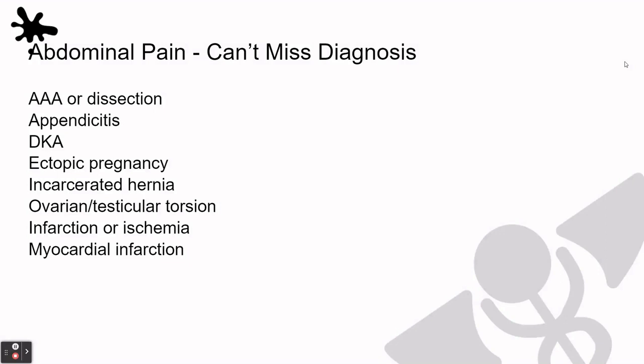Would be that triple A, the dissection. You can't miss an appendicitis, so you have to think about that every time. DKA or diabetic ketoacidosis, that's another thing you have to think about every time. Ectopic pregnancy, an incarcerated hernia, an ovarian or testicular torsion, and then also non-abdominal things like infarction or ischemia. Well, that's the bowel, but myocardial infarction. In fact, even to add to this, it's not a can't miss diagnosis, but just last night I had someone who came in with belly pain, ended up being a pneumonia.